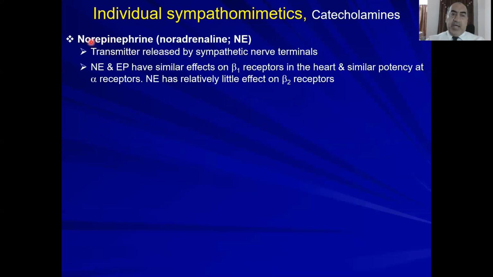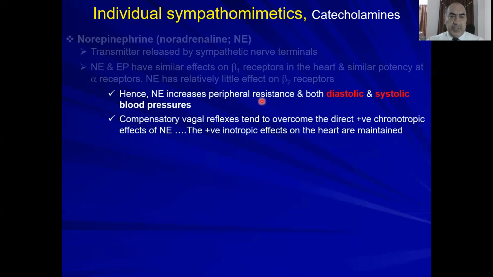The second drug is norepinephrine, also called noradrenaline. It's released by sympathetic nerve terminals. It's similar to epinephrine, except it has little effect on beta-2 receptors. Regarding blood pressure, it increases everything. Okay, it does not have effect on the beta-2. Remember, right? So beta-2 was the one causing some confusion regarding adrenaline.